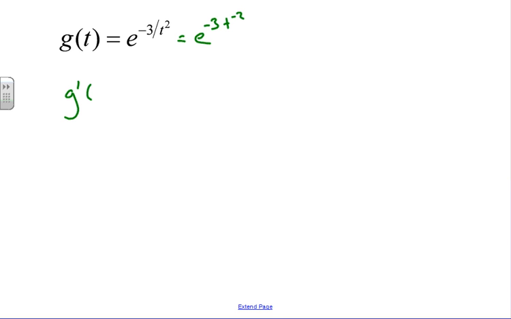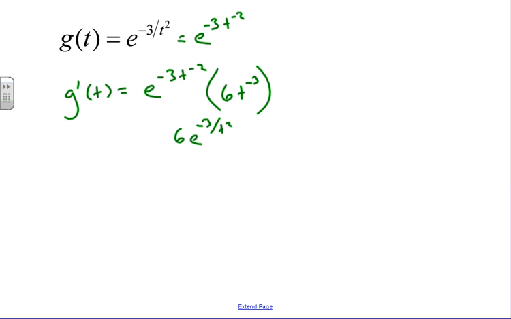g prime of t is going to equal e to the negative 3 t to the negative second, times the derivative of the exponent, which is our u, using the chain rule. What we have then is 6t to the negative third. We can simplify this, having 6 e to the negative 3 over t squared, all over t cubed, and that would be g prime of t.